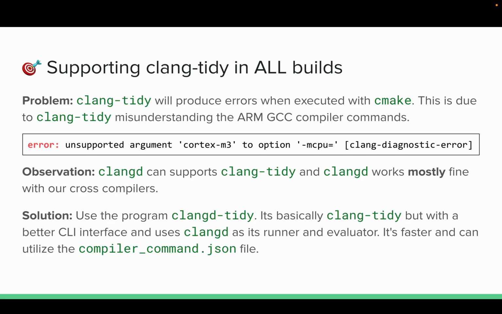So there's a program called clangd-tidy, which basically operates just like clangd, uses clangd to do all of its work, and with a little bit of fixes and patches to clangd and also some patches to clangd-tidy, it was able to work with the ARM cross-compiler flawlessly. Just does it. And also because clangd is a little bit faster, it turns off certain checks that clang-tidy would normally do that take a little bit longer.